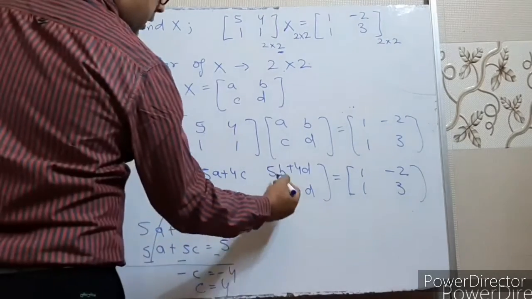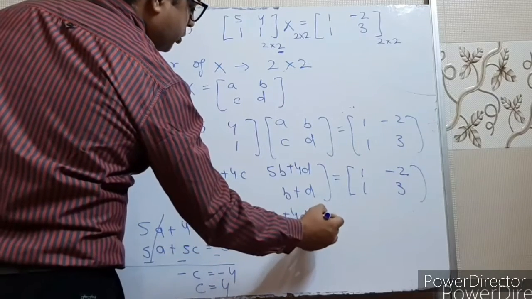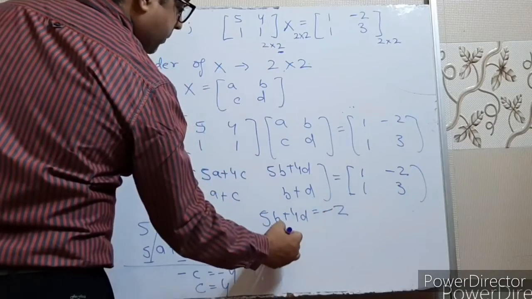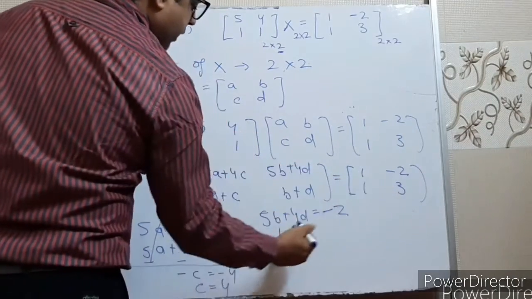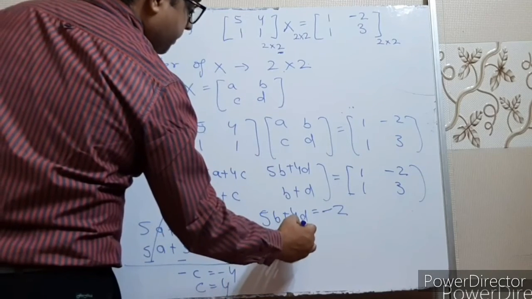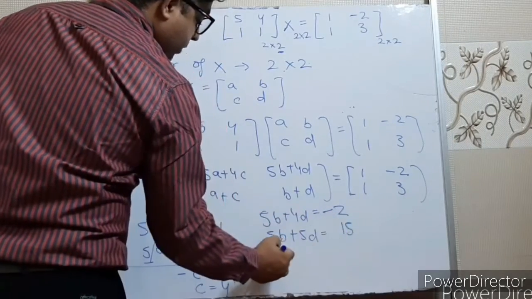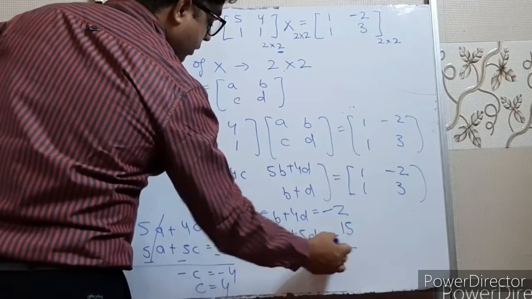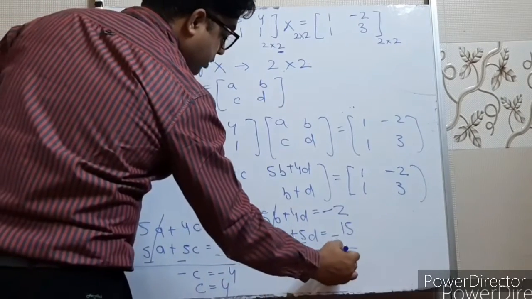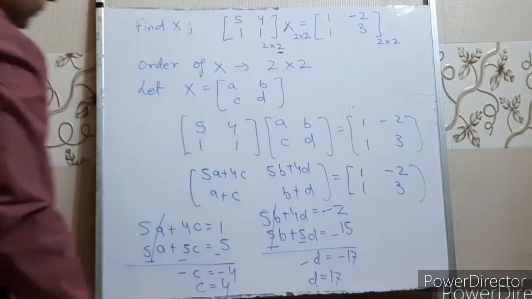Similarly, here you will get the condition 5B plus 4D is equal to minus 2 and B plus D equals 3. So multiply by 5 here again, what will we get? 5B plus 5D equals 15. When you subtract these two equations, what will we get? This 5B and 5B cancel. Minus D equals minus 17. So the value of D will be 17.